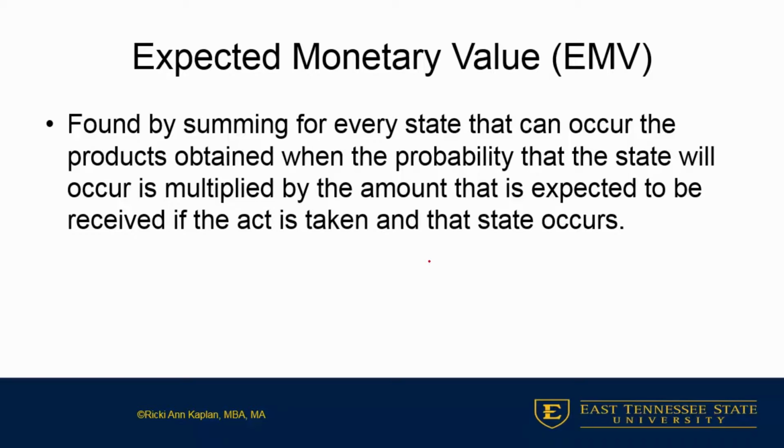But it's found by summing for every state that can occur the products obtained when the probability that the state will occur is multiplied by the amount that is expected to be received if the act is taken and that state occurs. Now, it sounds like a lot of gobbledygook right now, but we're going to work with this in just a minute, and we're going to take a look at what we'll be using to work with EMV, or expected monetary value.